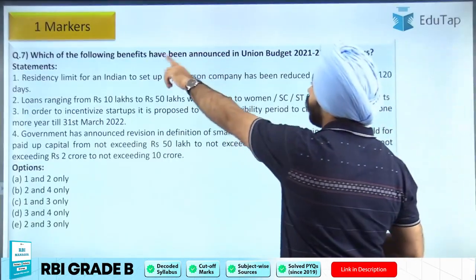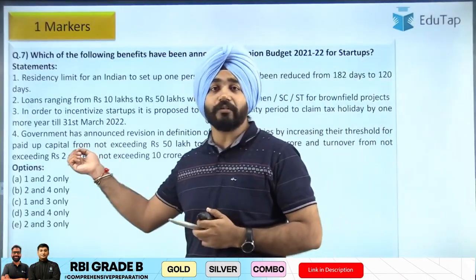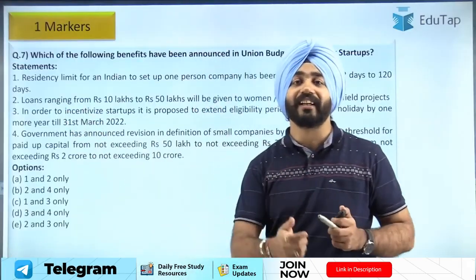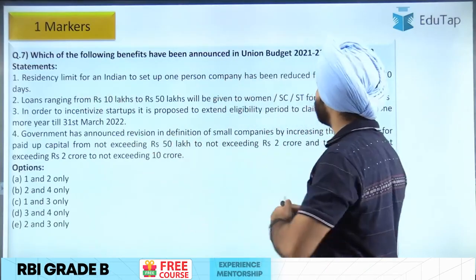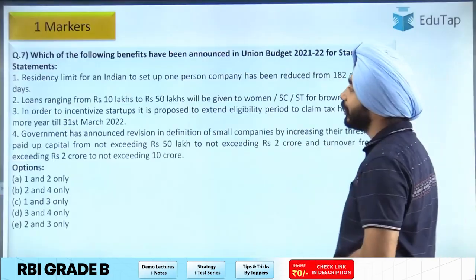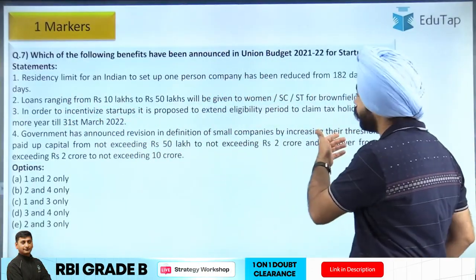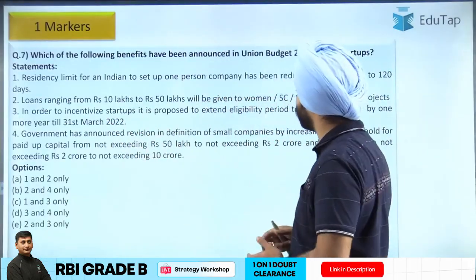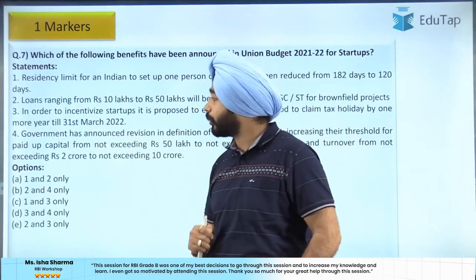The question is, which of the following benefits are basically announced for startups? Here, instead of just knowing the basic things about startups, you should be very thorough about the initiatives the government has taken up for the startup. There was a statement on residency limit, that is, residency limit has been reduced from 182 days to 120 days. Loans ranging from 10 lakh to 50 lakh will be given to women for brownfield projects. Then, to incentivize the startups, the eligibility period has been extended till 31st of March 2022.